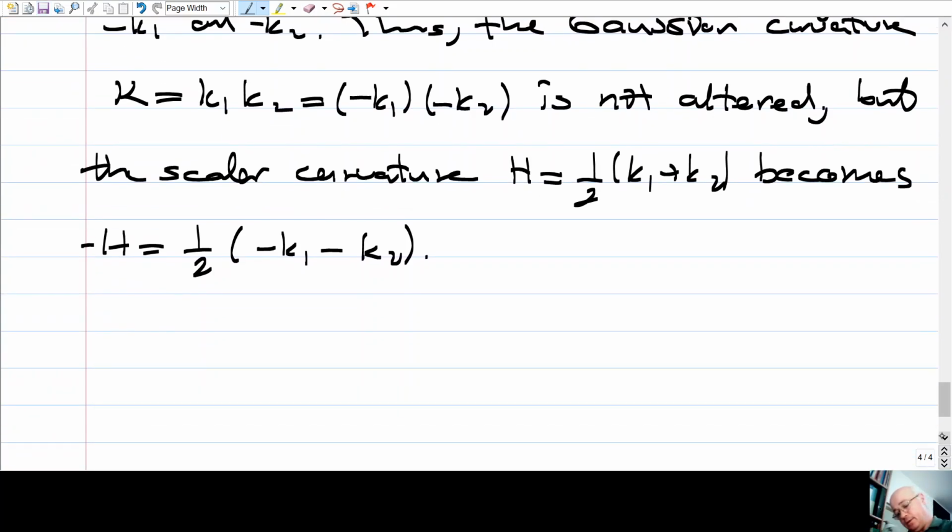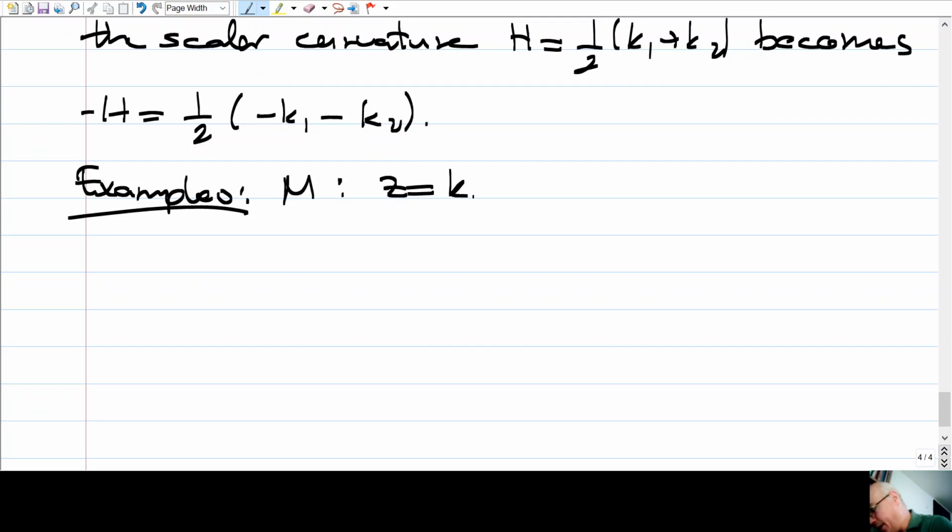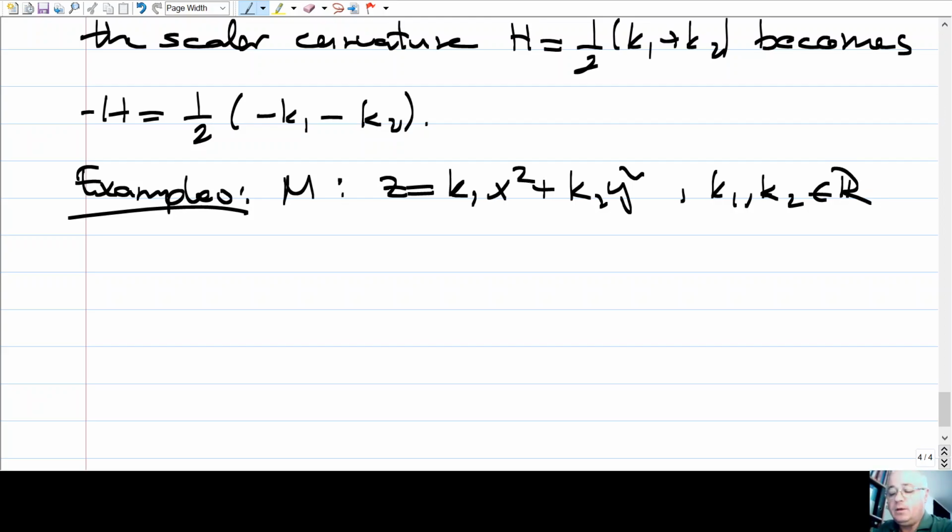Let's see some examples. Let's consider a surface M given by an equation of this type: Z equals K1 times X squared plus K2 times Y squared. Here K1 and K2 are just two real numbers. So this is a quadratic surface in R3.